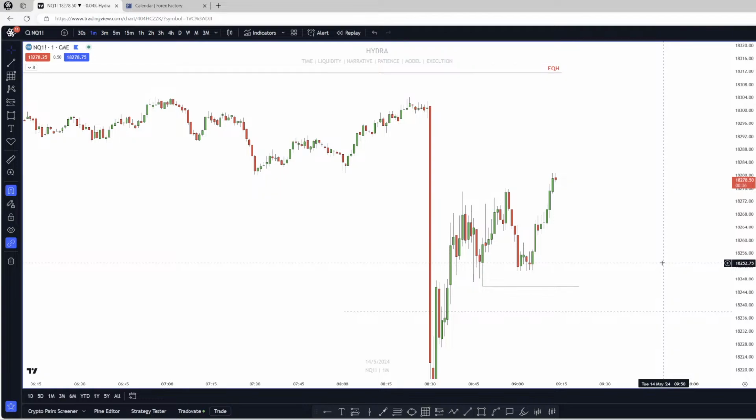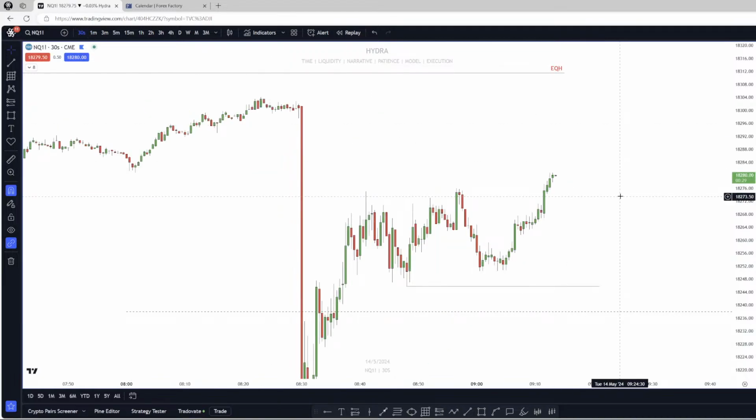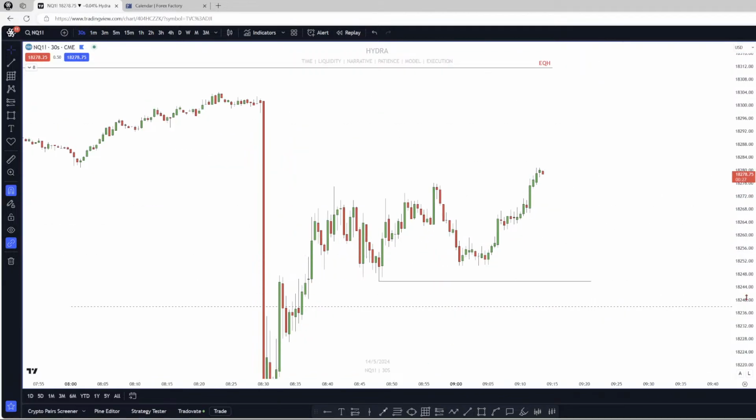I didn't take it. I was looking at the 30-second and it looked like chop. I wanted to see one-sided clear first. Yeah, it's good that you didn't take it.